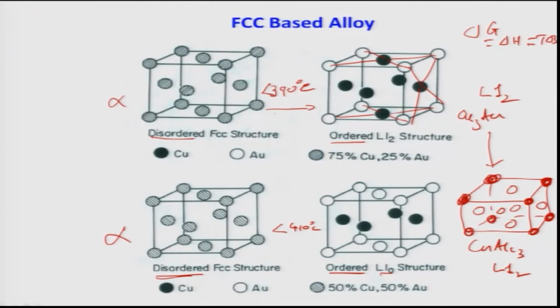So thermodynamically, these ordered structures are preferred at lower temperature because bonds between these dissimilar atoms are preferred more than those between similar atoms. That is the main reason for stabilization of the ordered structures.